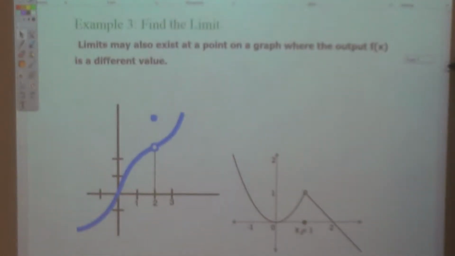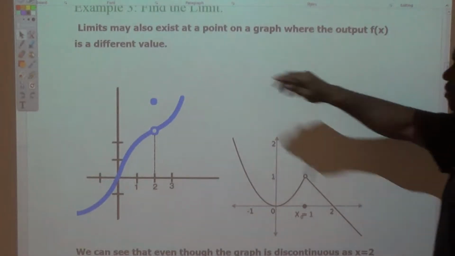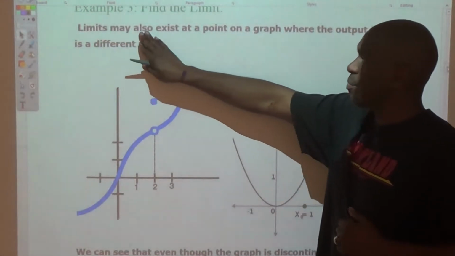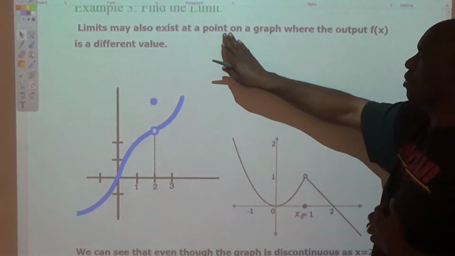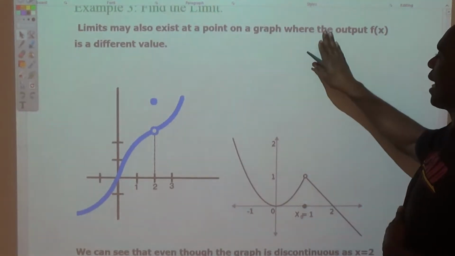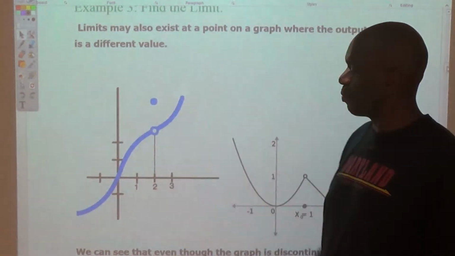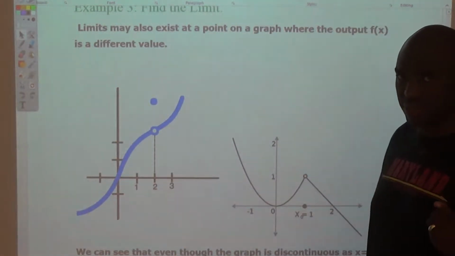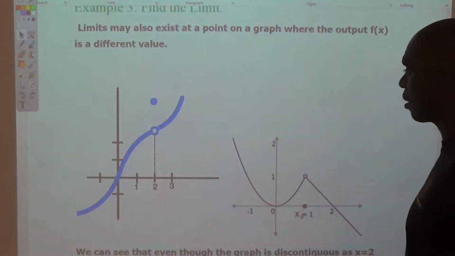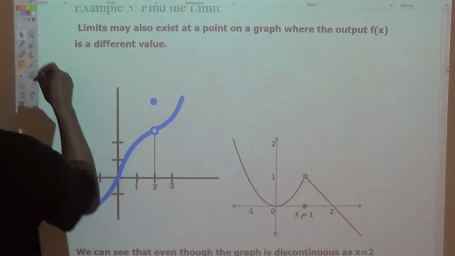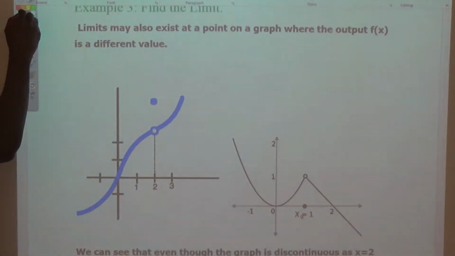Example 3. Alright, in this case, find the limit. Limits may also exist at a point on a graph where the output f of x is a different value. That makes sense. Watch this.